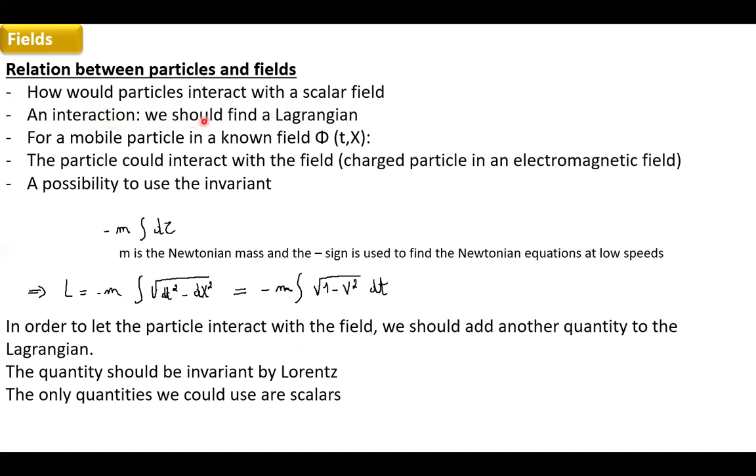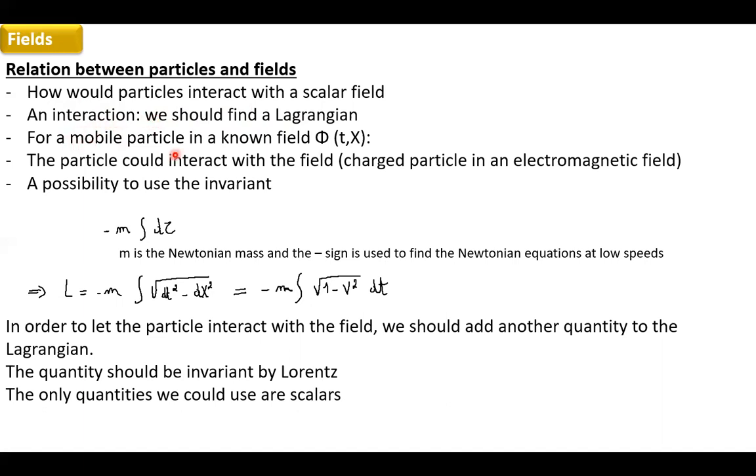So we have our Lagrangian, the Lagrangian of the field, and we should add to this Lagrangian another quantity corresponding to this new interaction between the particle and the field. So this interaction is related to some Lagrangian that we should add to the total Lagrangian. It would be the Lagrangian of this interaction, which is a part of the total action.